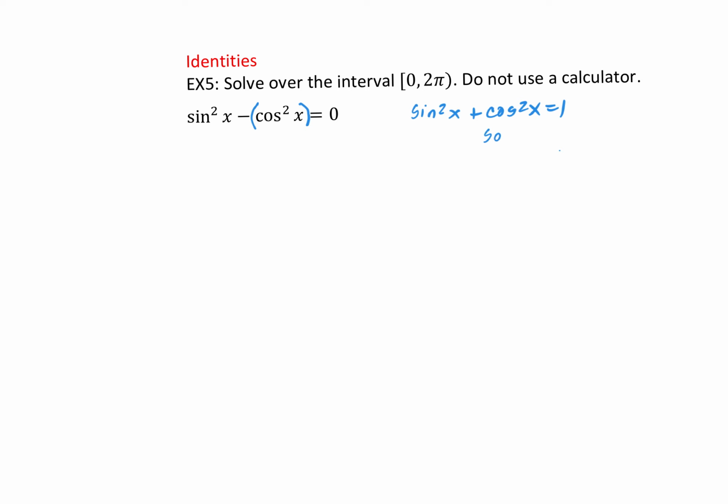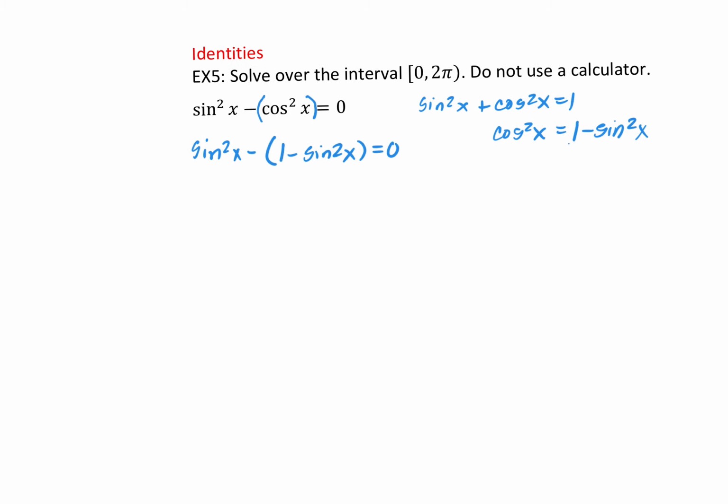And I'm going to solve this for cosine squared and get 1 minus sine squared. So I'm replacing the cosine squared x with 1 minus sine squared in this equation. It's going to be sine squared x minus, and here is where you have to have your parentheses, 1 minus sine squared x, quantity equal to 0, so that you don't forget to distribute that negative.